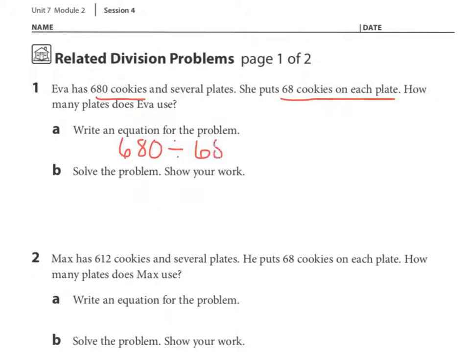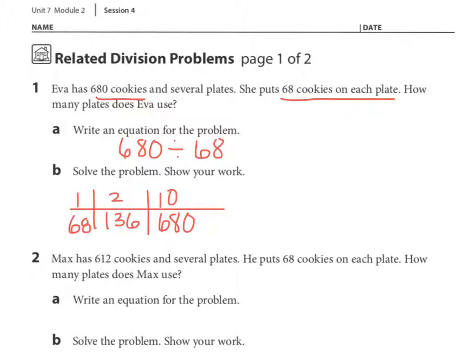cookies. Solve the problem. We're going to make a ratio table for 68. One group of 68. Two groups is 136. I'm going to go to 10 groups is 680. Oh, look, there's the answer. The answer is 10. So how many plates does Ava use? The answer would be 10 plates. I look back to my problem to find my unit, and it's asking me how many plates, therefore my answer is 10 plates.